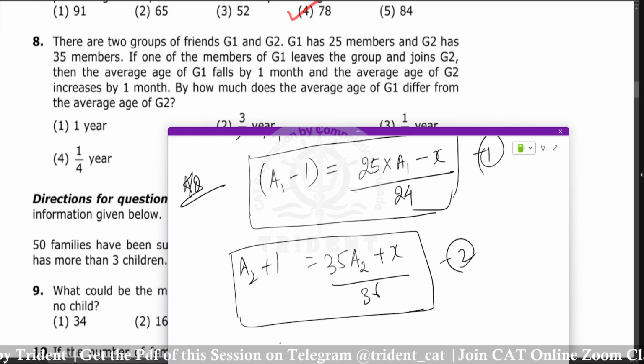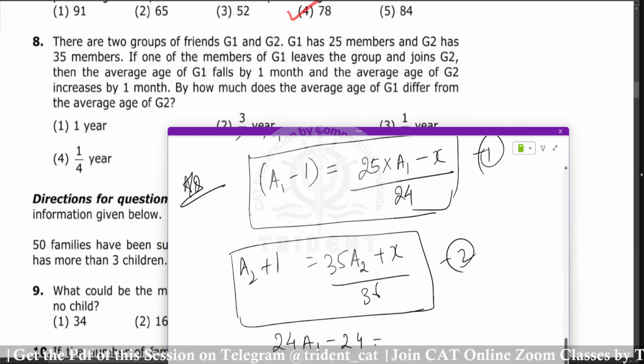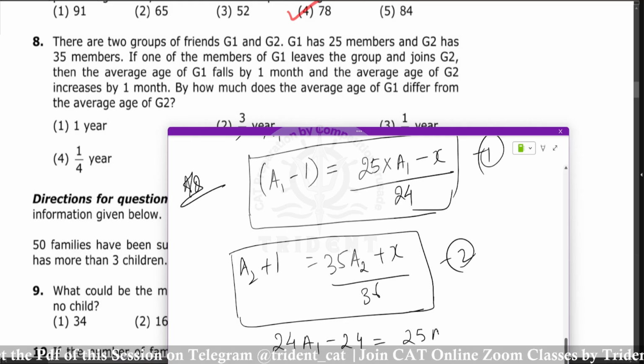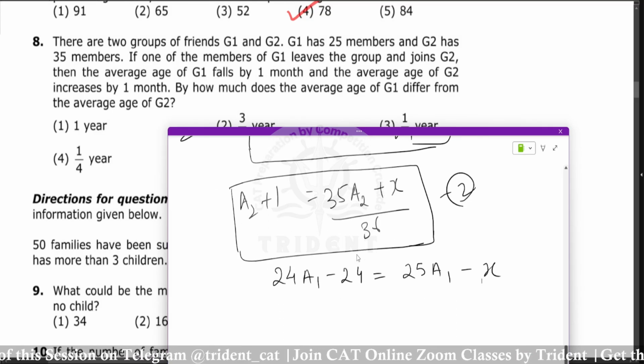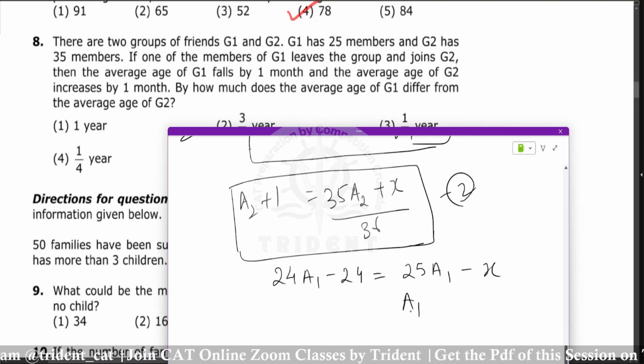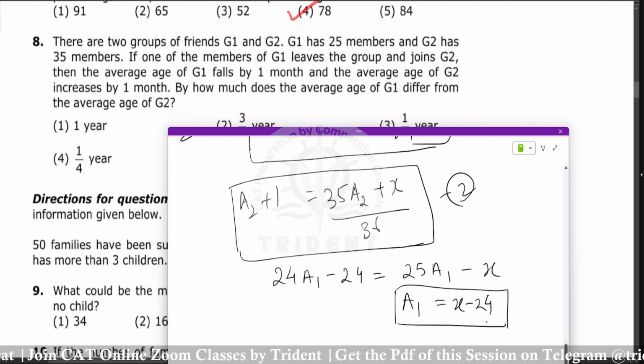Let's do that. So the first one is 24 A1 minus 24 is equal to 25 A1 minus X. Can I do some simplification? I would want to do some simplification. 25a1 minus 24a1 is a1, and this is x minus 24. a1 is equal to x minus 24. Wonderful. Let's do the same for a2.